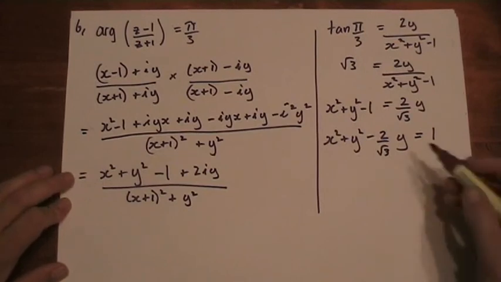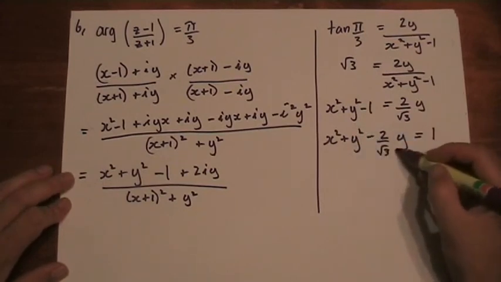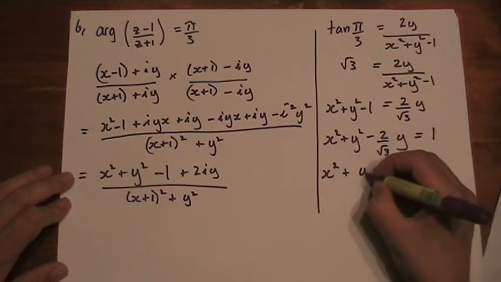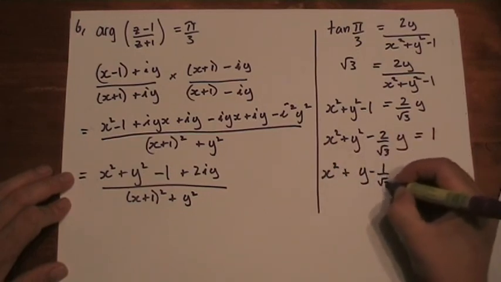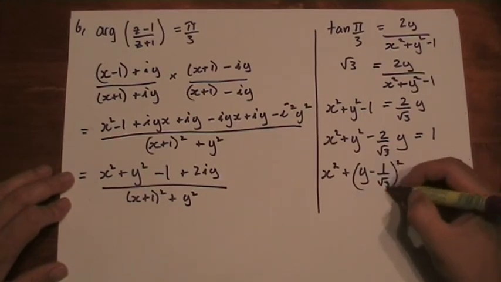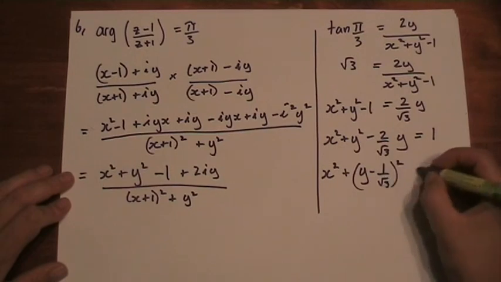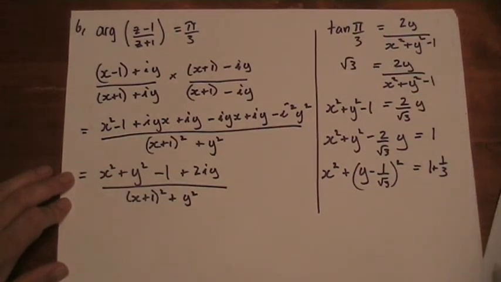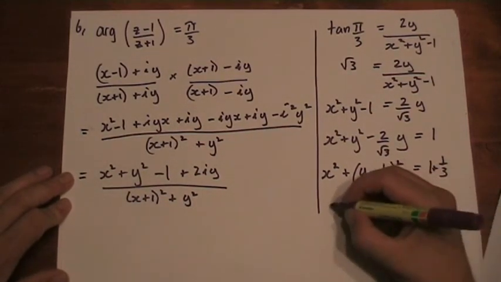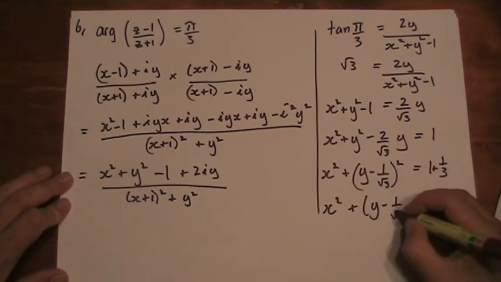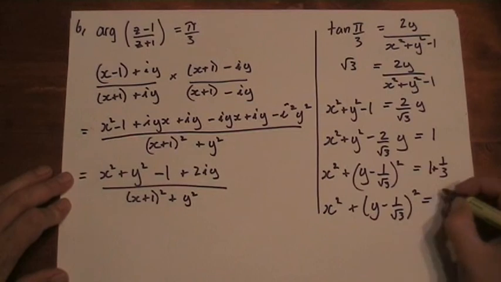Okay, starting to look like a circle, I just need to complete the square on this term here, so I get x squared plus half of this, y minus 1 on root 3, all squared. By doing that I've added this square, which is 1/3, so I better add 1/3 to the other side. Oops, plus 1/3. Now it definitely is looking like a circle, so I've got x squared plus y minus 1 on root 3 all squared.